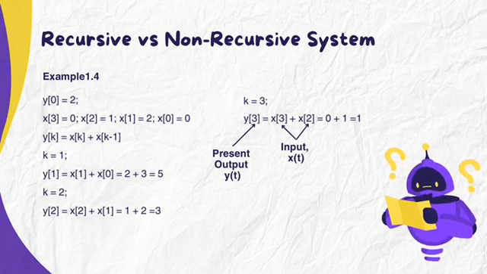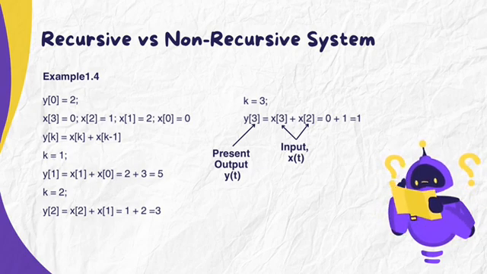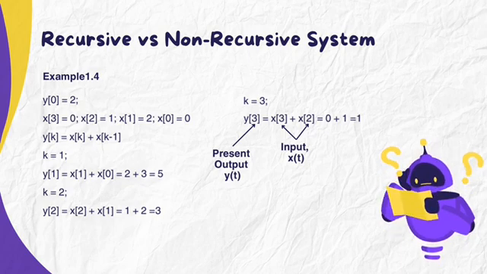Now, we compute the output step by step for k = 1, k = 2, k = 3. From the equation and these results, we can see that the output at index k only depends on the current and previous input values, and does not involve any past output values. Therefore, this system is considered a non-recursive system.